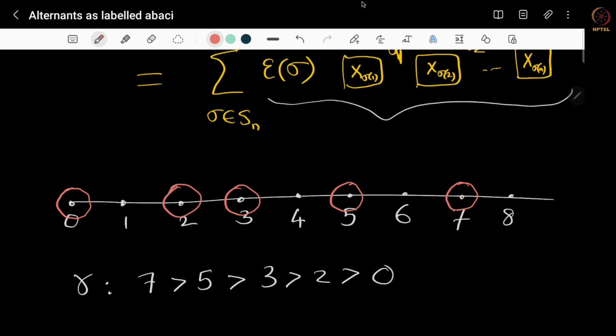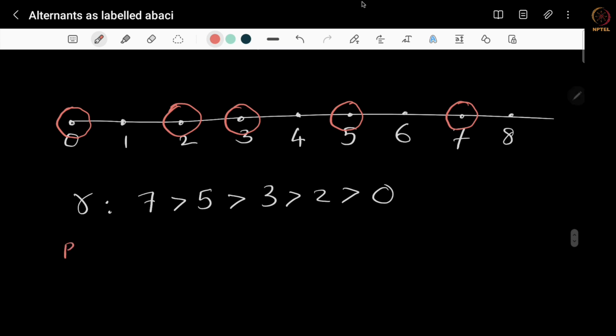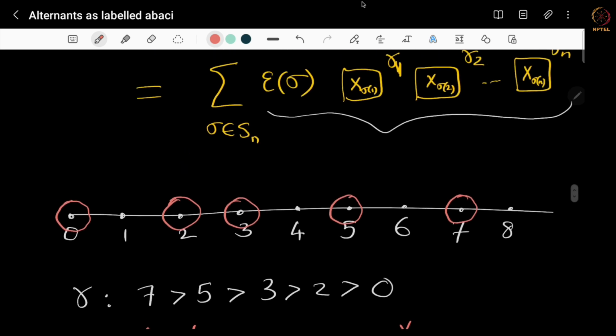So here's an example. Let's just start with, say, gammas are the following sequence. Suppose I have 7, 5, 3, 2, 0. Okay, so there are 5 numbers in the gammas, gamma 1 through gamma 5. Now what this means is that I think of this as an abacus in which I have placed beads at positions 7, 5, 3, 2, and 0. But now these beads are also labeled. Okay, that's why we call this a labeled abacus.